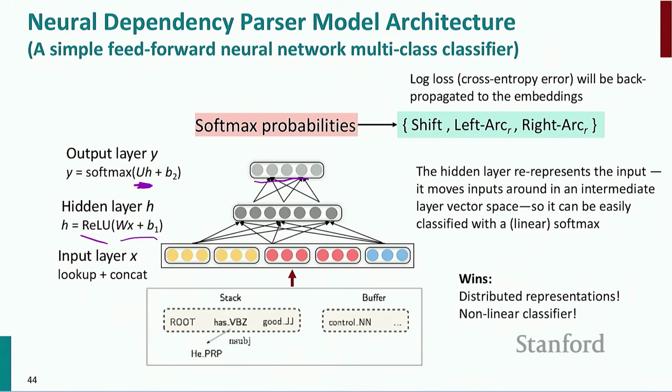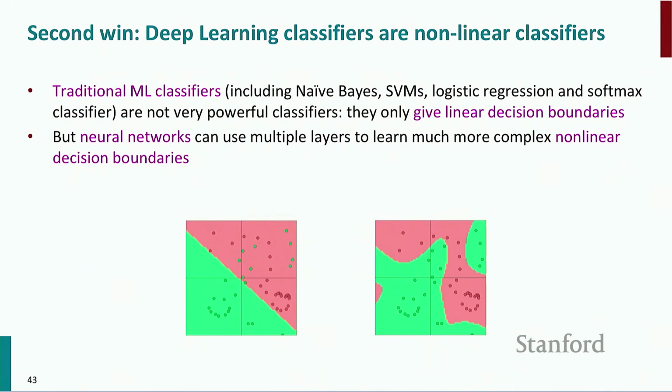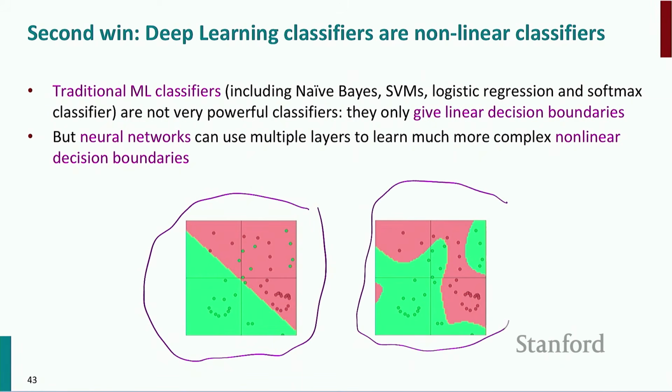And so the other way that this crucially gave us more power is that other people's dependency parsers were still using linear classifiers, things like support vector machines or logistic regressions, whereas we had a deep neural network that gave us a nonlinear classifier. And so that's why we can be more accurate than other previous transition-based parsers.